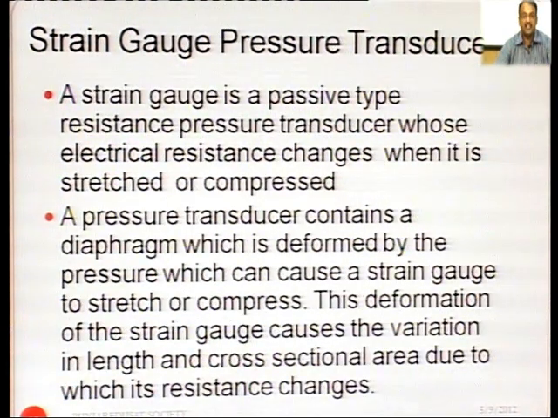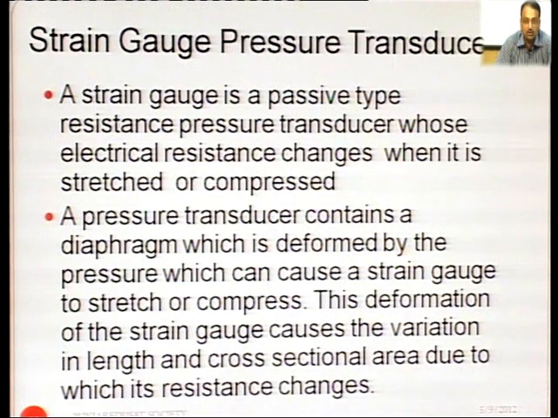A strain gauge is a passive type resistance pressure transducer whose electrical resistance changes when it is stretched or compressed. So, it is a passive type of transducer. It needs an external supply for its working, and in it the resistance changes. So, it is a variable resistance transducer in which the resistance changes depending on whether it is stretched or compressed.